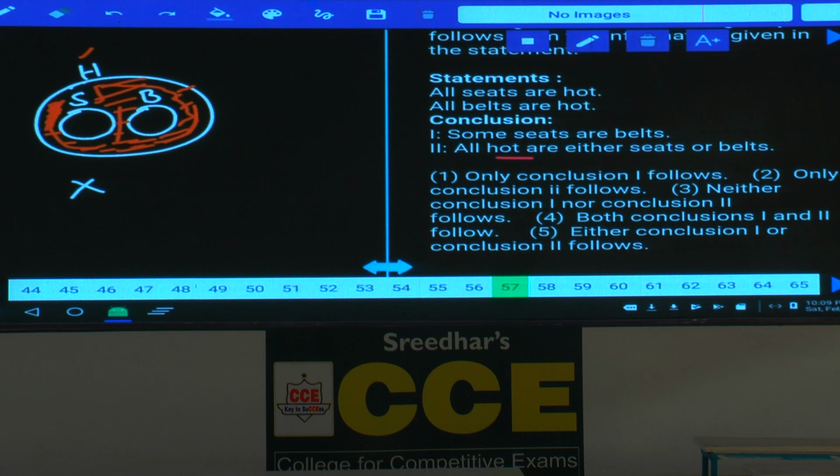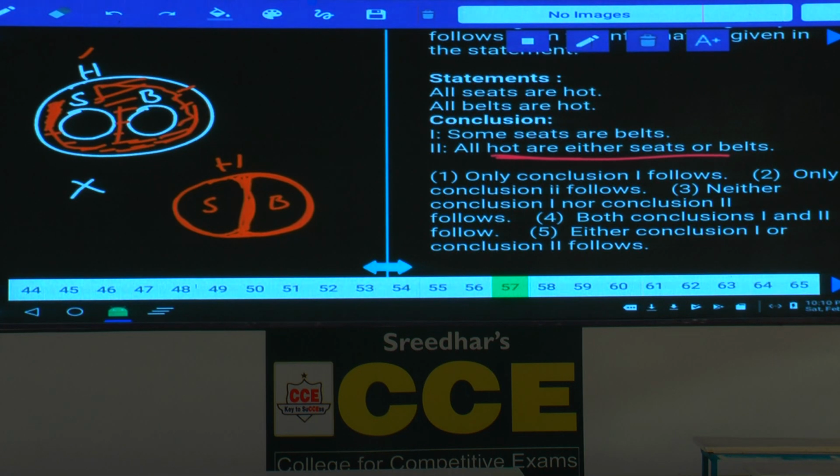Understood? Now sir, if at all this has to be true, how should our diagram be? Now if at all the second one has to be true, your diagram must be like this. Now this is hot, if this is hot, this must be soap, and this must be belt, these two must cover everything. That means nothing else should be left apart from these two, then that will be your answer. Is it a diagram like that?